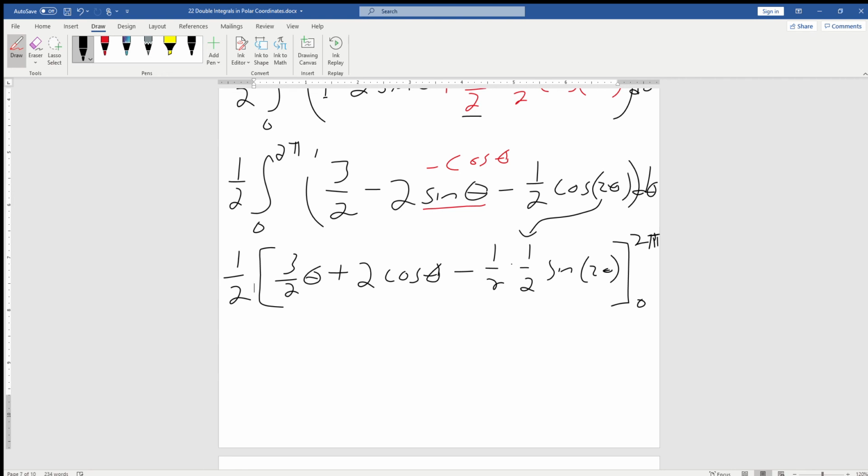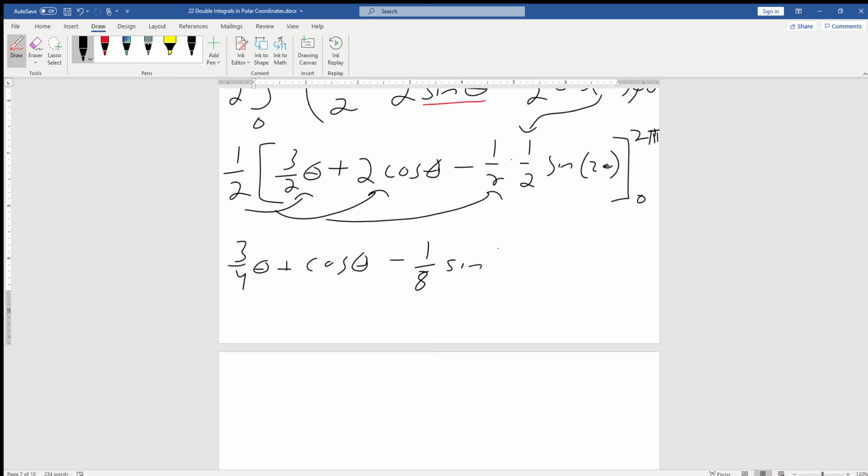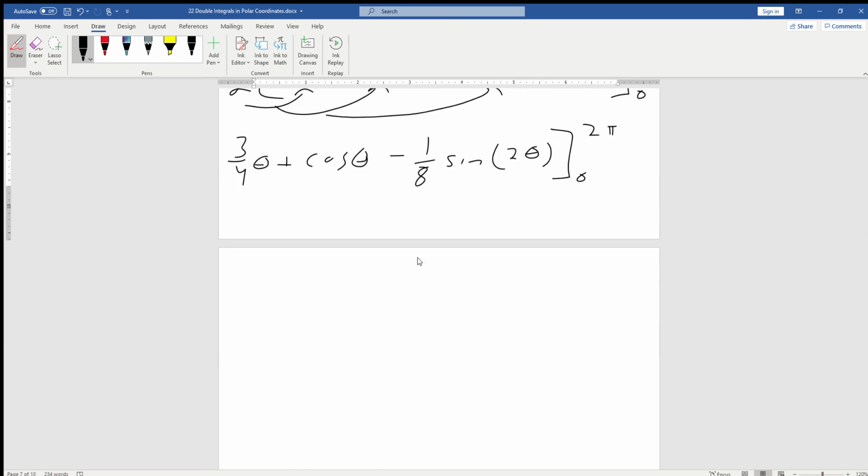All right, so now we get to evaluate and simplify. Scroll down just a little bit. This now becomes 3/4 theta plus cos theta. We have a 1/2 times a 2, so we distribute. Minus a half of a half of a half is 1/8 sine of 2 theta from 0 to 2 pi. We're going to substitute 2 pi. We're going to substitute 0.